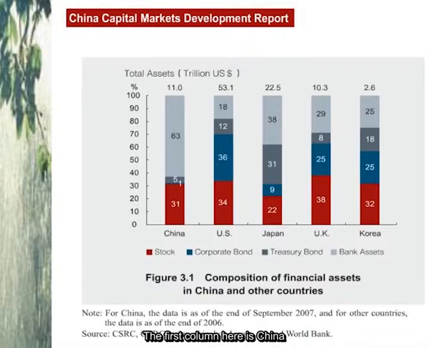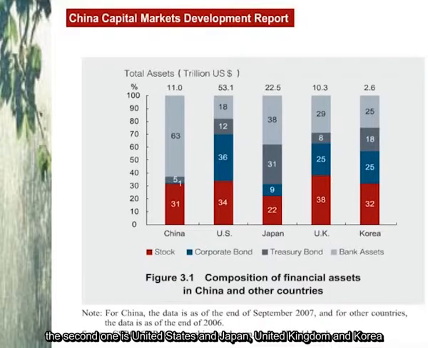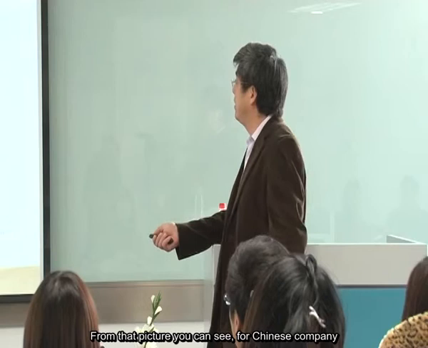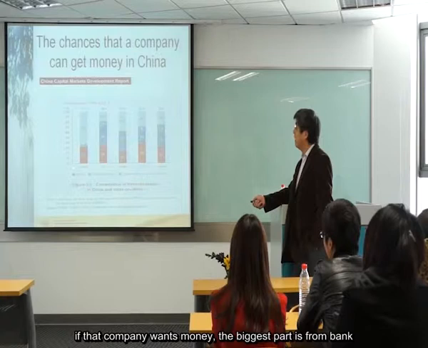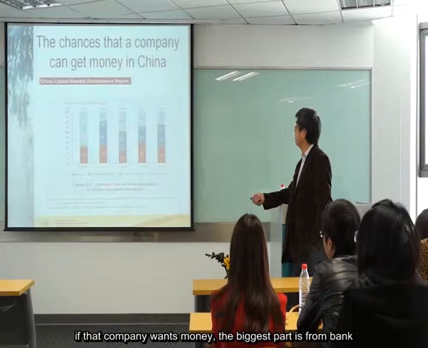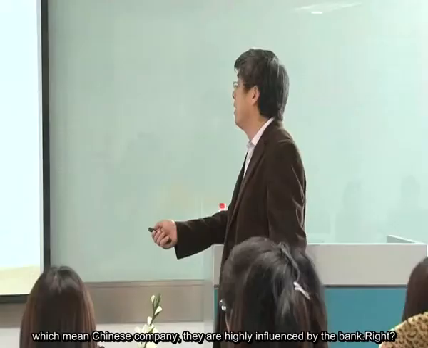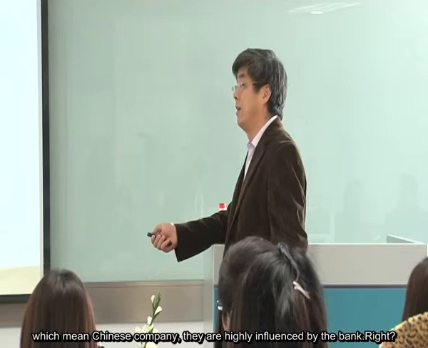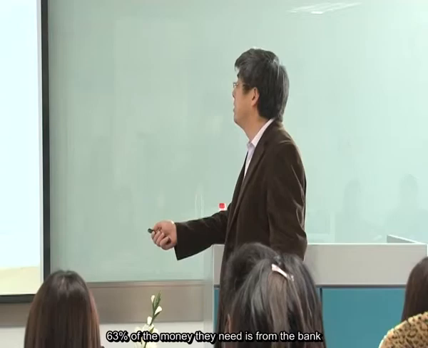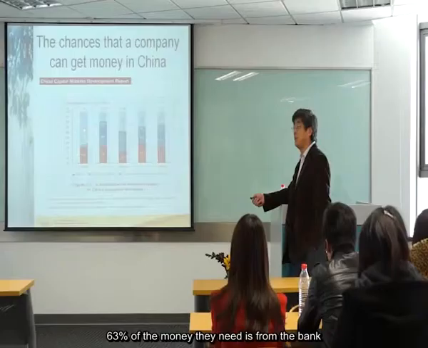The first column here is China. The second one is about the United States, Japan, the United Kingdom, and Korea. From that picture, you can see that for a Chinese company that wants money, the biggest part is from banks. 63% of the financing sources are from banks, which means Chinese companies are heavily influenced by banks, right? 63% of the money they need comes from the bank.